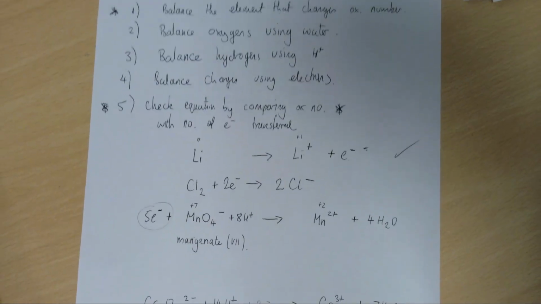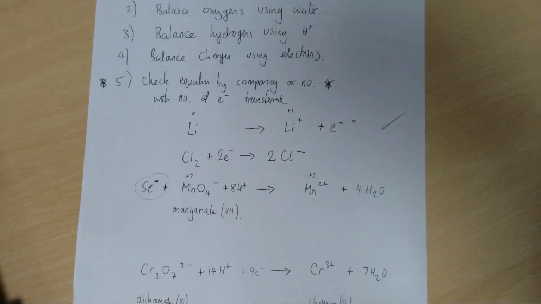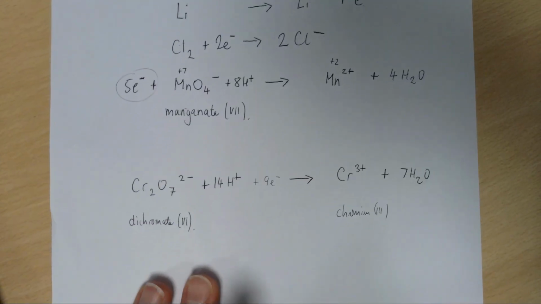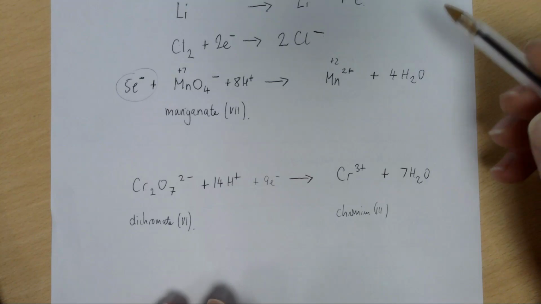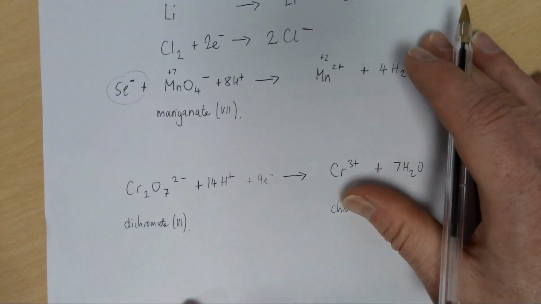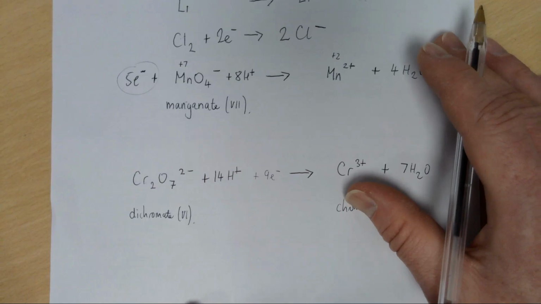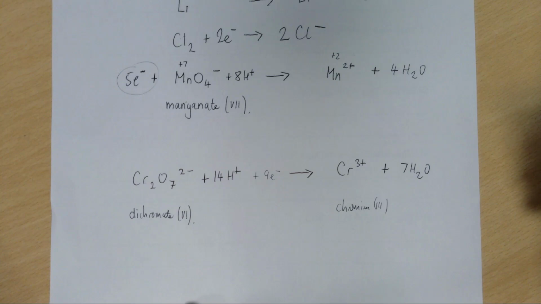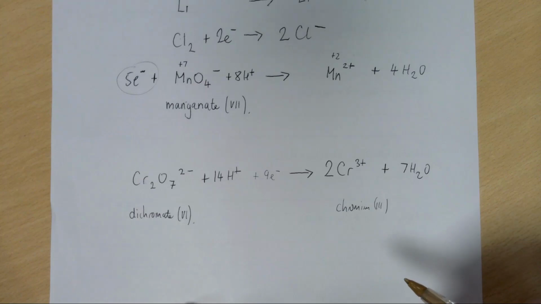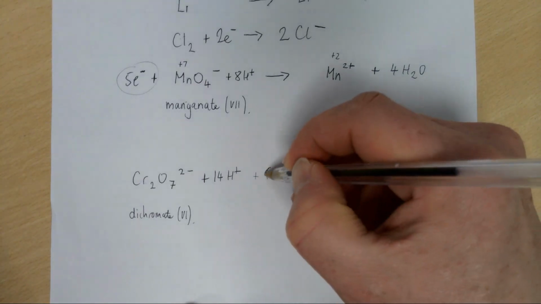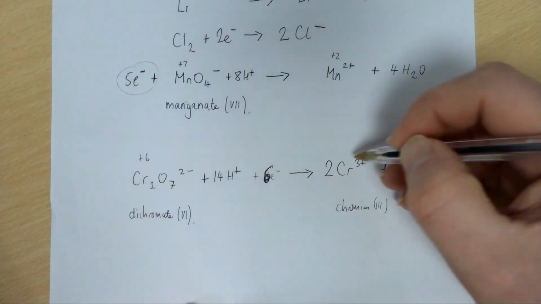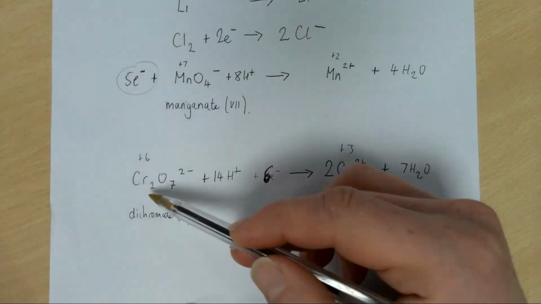How many of you spotted the mistake as it was going? Which step did I miss out? Missed out step number 1. So what should I have done? Balance chromium. So what do you want me to do then? Add 2 to the right side. Add 2 to the right side, and how many electrons must be here rather than? 6. So it should be 6 electrons here, and then you've got +6 going to +3 twice, which is 6.